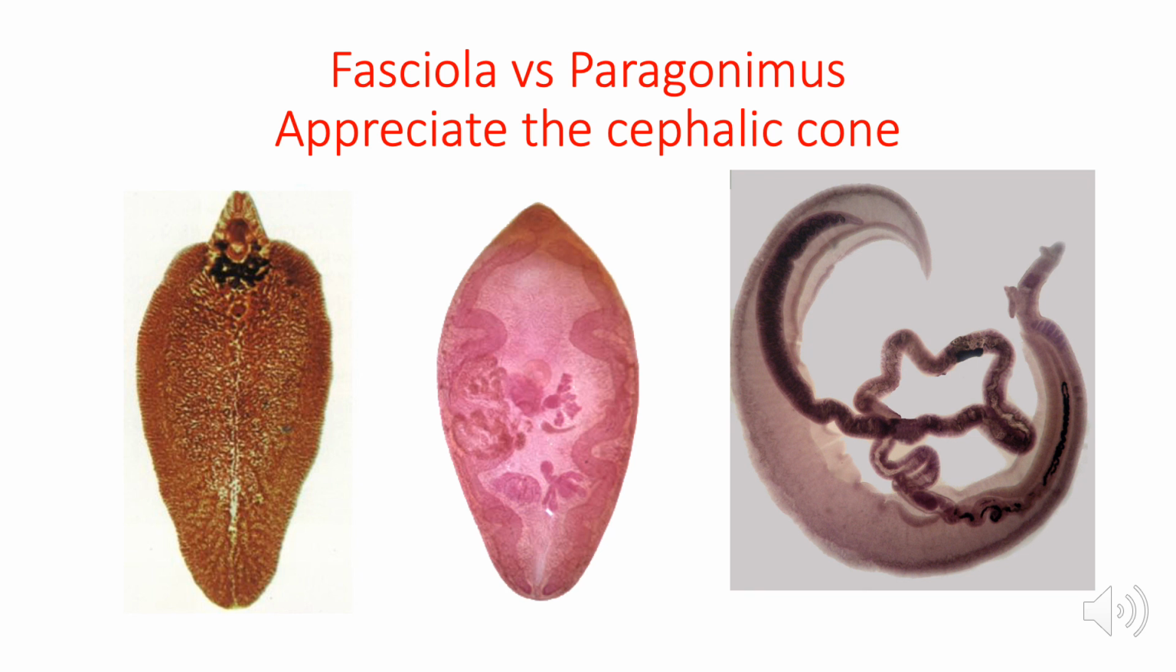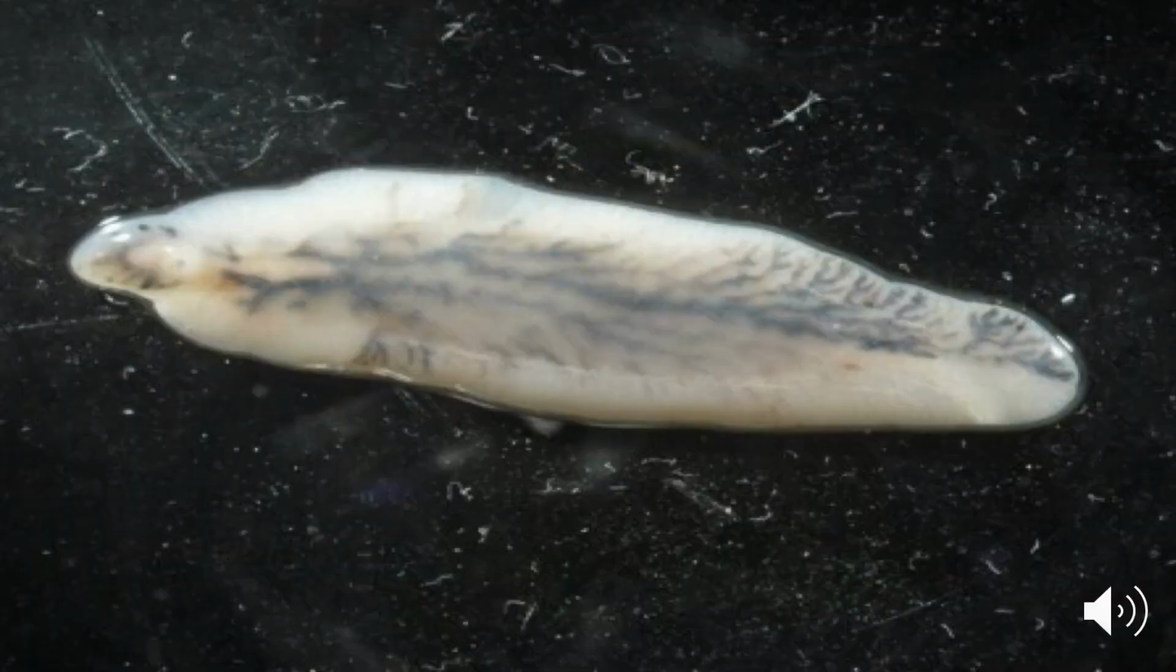Schistosoma can easily be differentiated from other trematodes because it's not dorso-ventrally flattened and it is dioecious. This is the picture of the Fasciola worm. Take a look at its cephalic cone, and then this picture will also remind you that among the trematodes that we will cover, it is only the Fasciola that has a branch intestine.